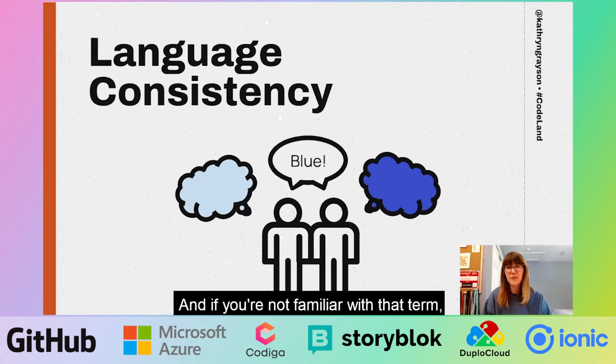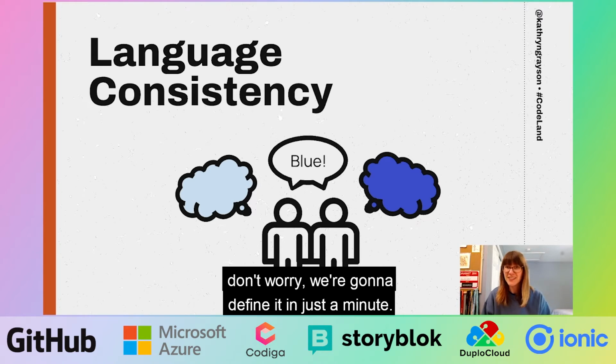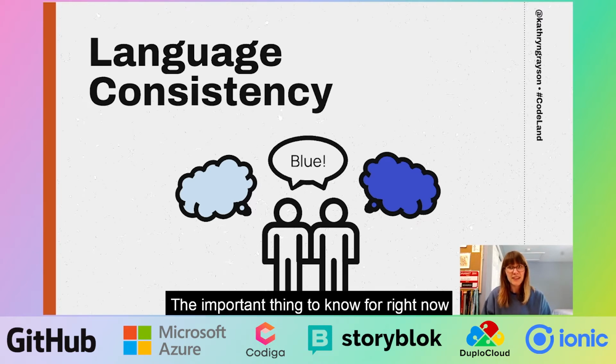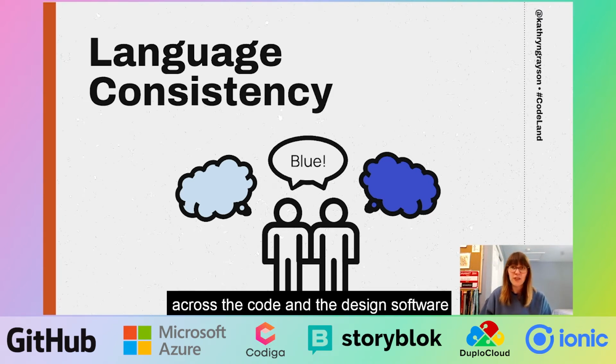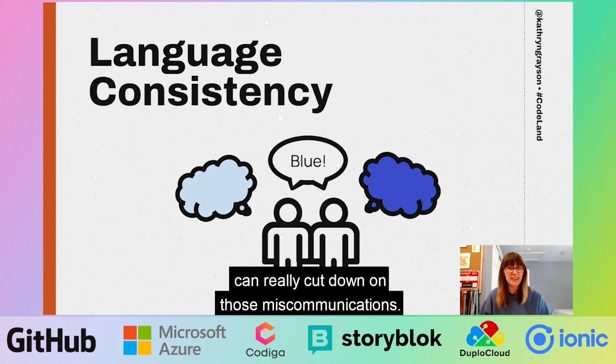And if you're not familiar with that term, don't worry, we're going to define it in just a minute. The important thing to know for right now is that design tokens almost always align one-to-one with CSS properties. So making sure that they're labeled the same way across the code and the design software can really cut down on those miscommunications.